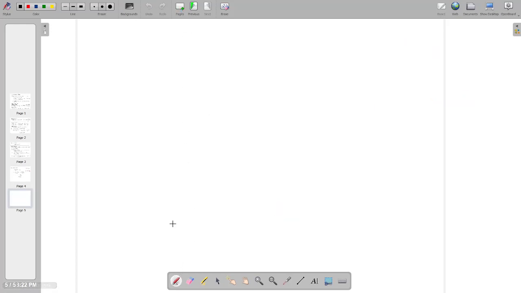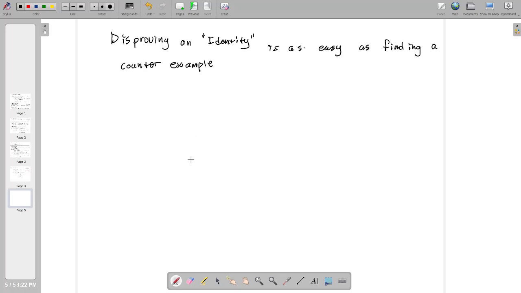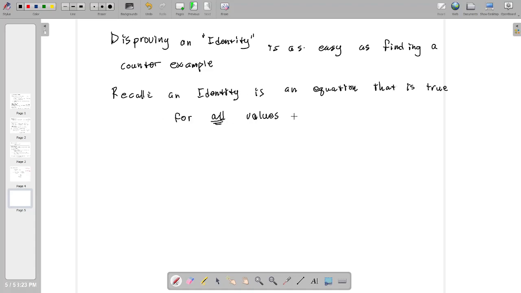Now I want to mention a couple of things. First, we're going to talk about disproving identities. Disproving an identity is as easy as finding a counterexample. Really, all we need to do is find one case for which the quote-unquote identity doesn't actually hold, because I want you to recall an identity is an equation that is true for all values of the variable. So here, we're going to show you how to disprove a quote-unquote identity.